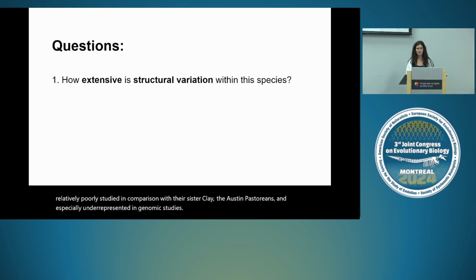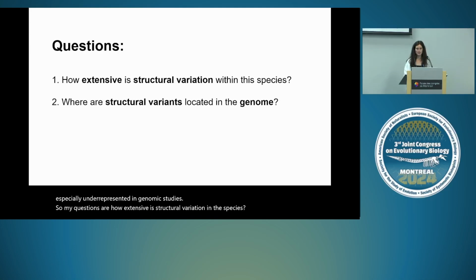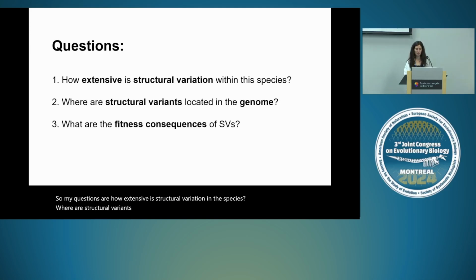So my questions are, how extensive is structural variation in the species? Where are structural variants located in the genome? And what are the fitness consequences of structural variants?